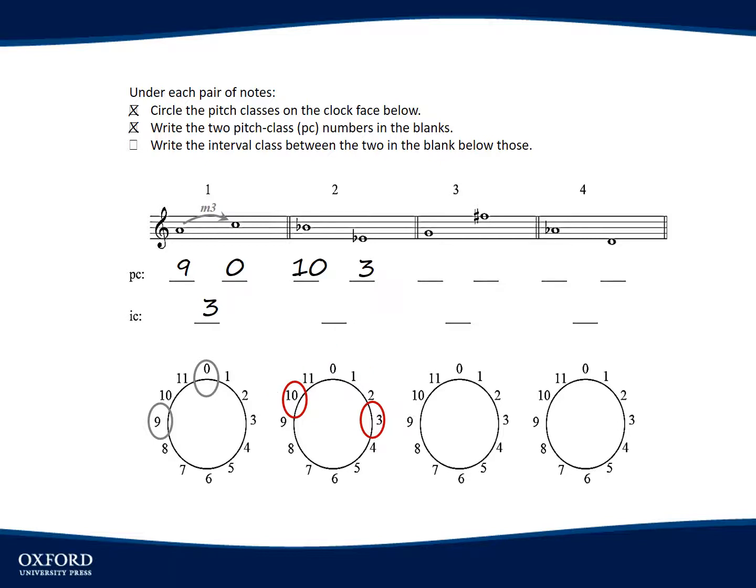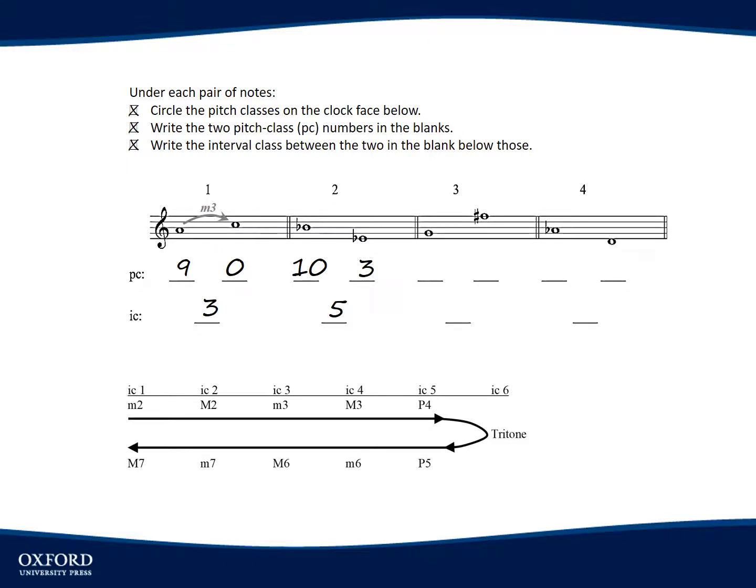Finally, let's find the interval class. We need to start by finding the shortest path between them, shown with the arrow, and then count the distance. 1, 2, 3, 4, 5 half steps away. We write the answer, interval class 5, in the blank to complete this problem.